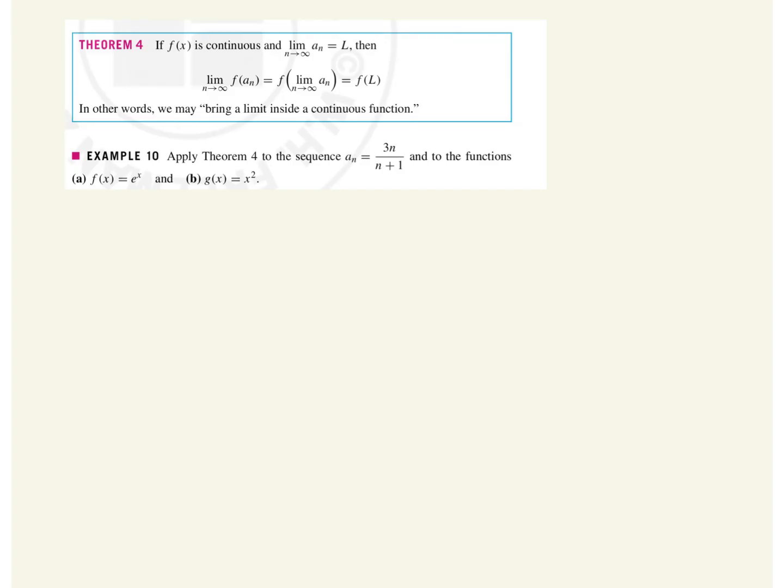Okay, so theorem 4 states that if f of x is continuous and the limit as n approaches infinity of a sub n is equal to L, we can essentially do the composition of these two things, right? We're taking the given sequence and inputting it into the function and taking the limit as n goes to infinity. Because of our basic limit laws, we are allowed to extract all operations from our limit so that we directly apply the limit to the input, the x, quote unquote, the sequence in this case.